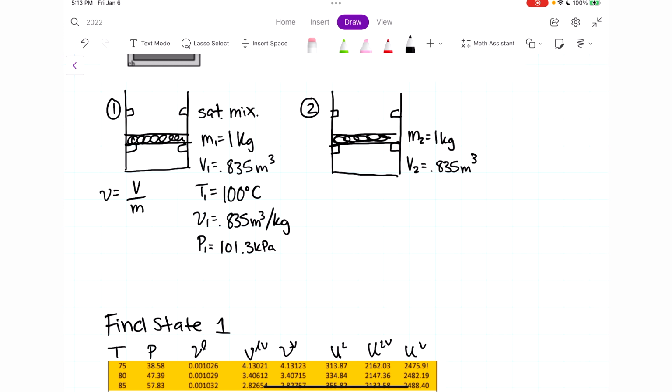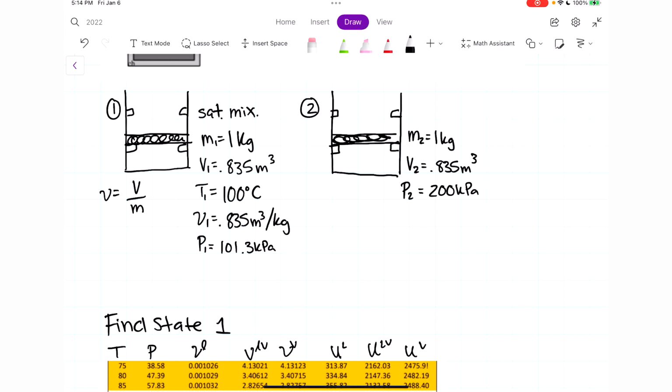However, the pressure is not the same. The pressure is not 101.3 kilopascals. The pressure is going to be 200 kilopascals, because that's the amount of pressure for the piston to start moving. And that's the state that we are in right now, in state 2. Alrighty. We need to go ahead and figure out whether this is a saturated mixture, whether it's superheated, whether it's somehow turned into a compressed liquid.